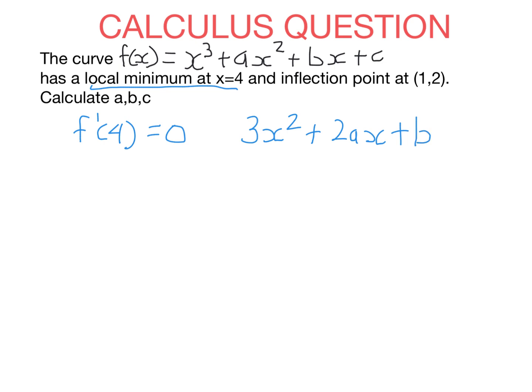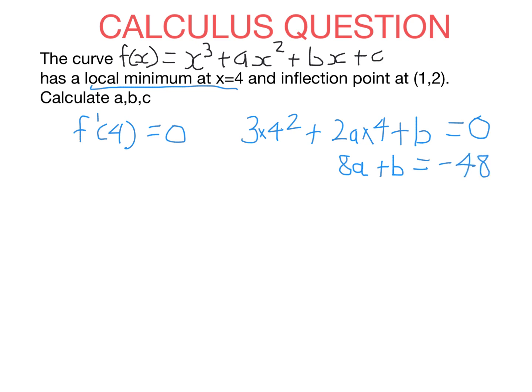So here we're told that that equals 0 when x equals 4. So I'm going to replace everywhere I see x with 4. I'm just going to rearrange this equation to make it easier. 2a times 4 is 8a plus b. Now 3 times 4 squared is 48. I'll subtract that and take it over to the other side. So I get 8a plus b is negative 48.